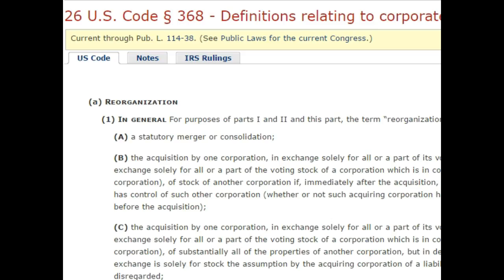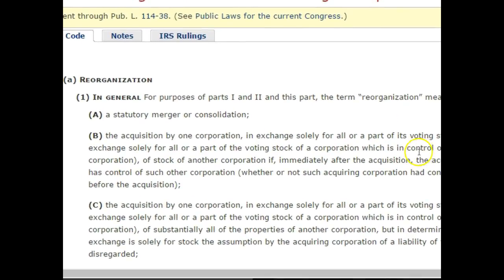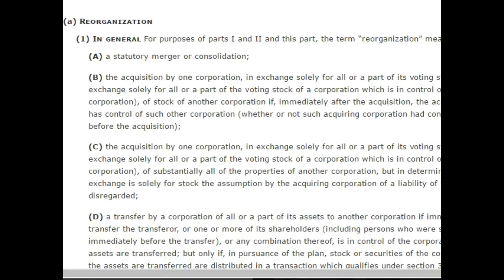Okay, the code section 368 is definitions relating to corporate reorganizations. This is on Cornell's law website. So it talks about the definition of a reorganization. So you'll want to know what this means. Although you're not expected to be an attorney, you'll definitely want to know what defines a reorganization legally.